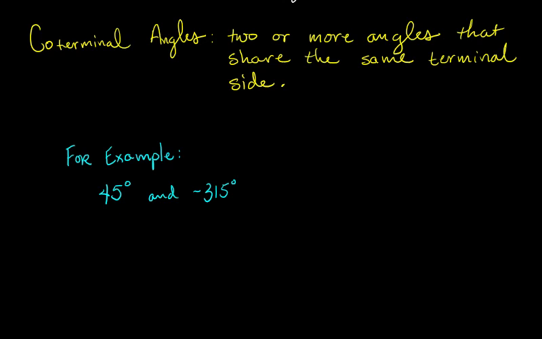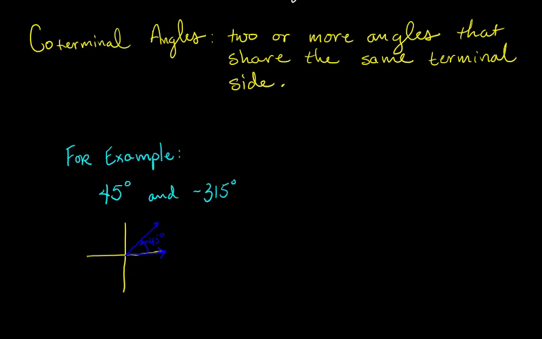In standard position, 45 degrees would be drawn this way. So here's your coordinate plane, and let me change my color so you can see it. Here is the initial side. When drawing an angle, you always start with the initial side on the positive x-axis, and then 45 degrees would be halfway into the first quadrant, and so there is your 45 degree angle.